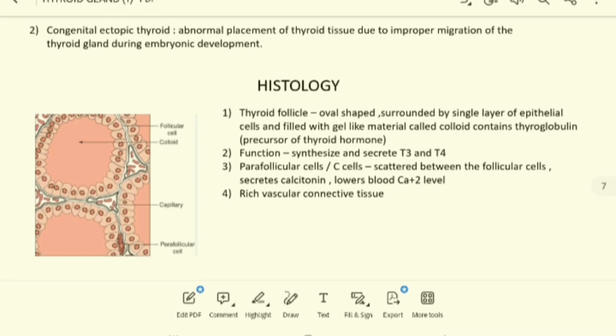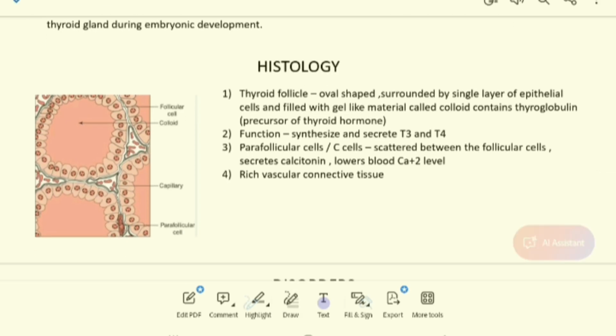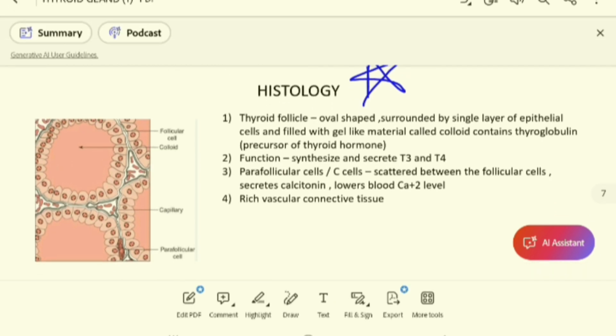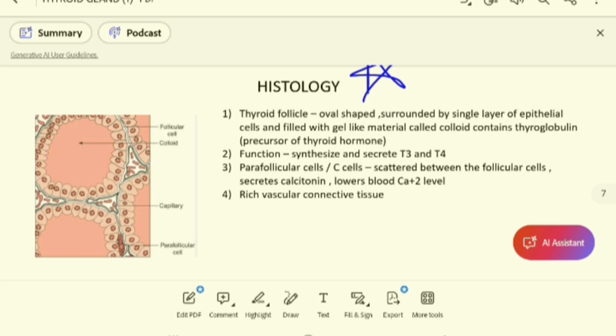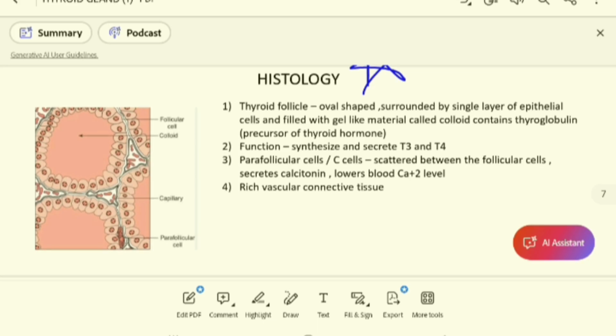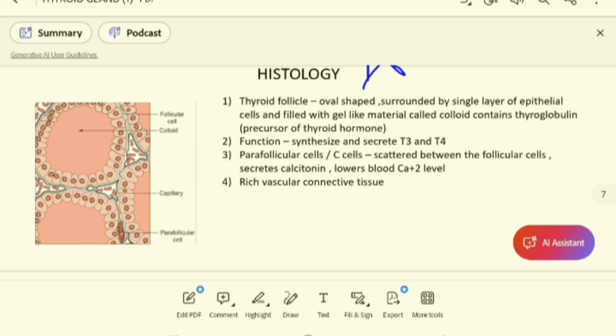Coming to histology, this is very important, even in practicals, and it even comes as an SAQ also. So thyroid follicle is an oval shape surrounded by a single layer of epithelial cells and filled with gel-like material called colloid. As you can see, the thyroid follicles are surrounded by the epithelial cells, and you have got colloid in between that contains thyroglobulin. It is a precursor of the thyroid hormone. The function is to synthesize and secrete T3 and T4.